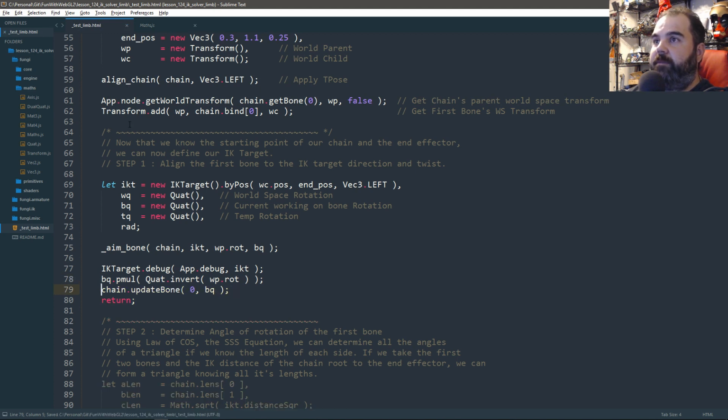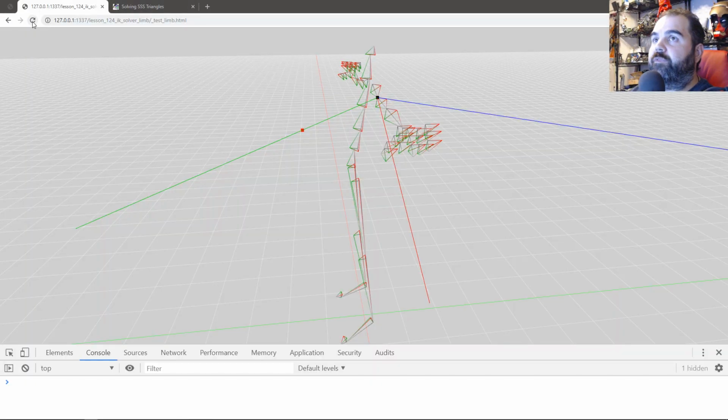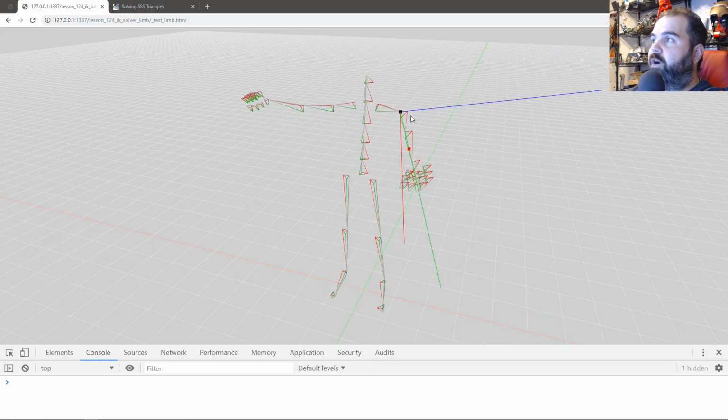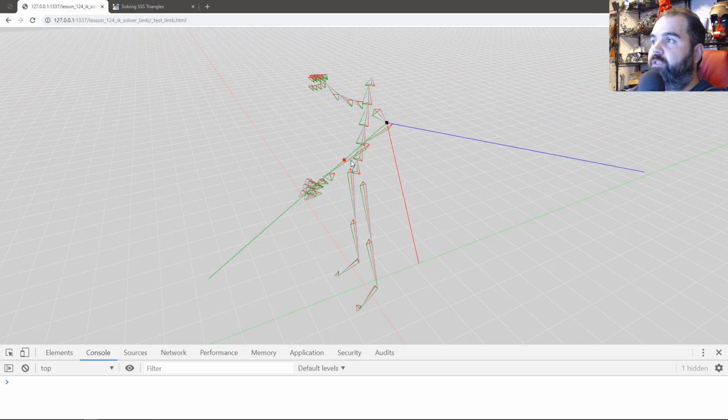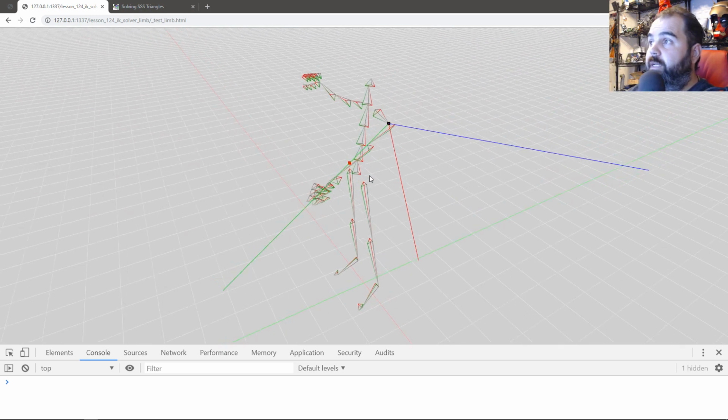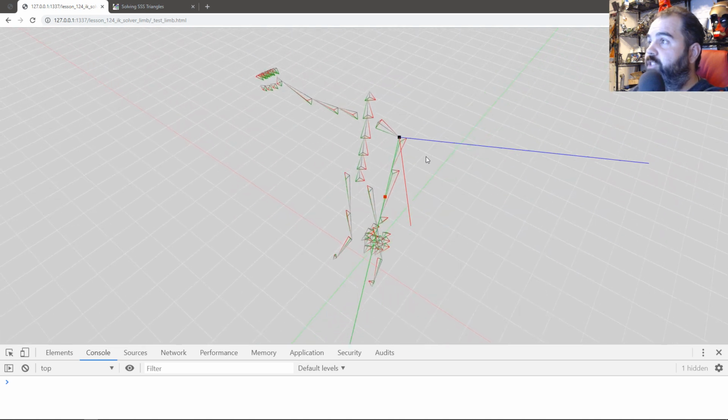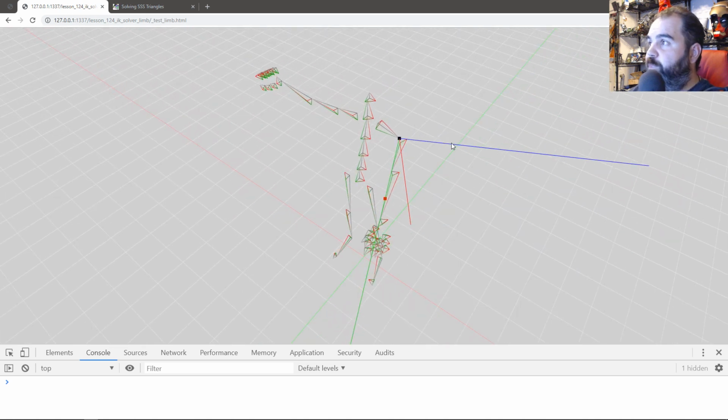Since I did the aim bone, it returns back the bone quaternion rotation, and all I'm doing here is converting it back to local space and then saving it right back into that bone. So once I did that, refresh. Now the arm is pointing toward the end effector, and that's what we want. We want the starting point to be that rotation. So now, as you can see, the elbow is here, and it's pointing in the right direction.